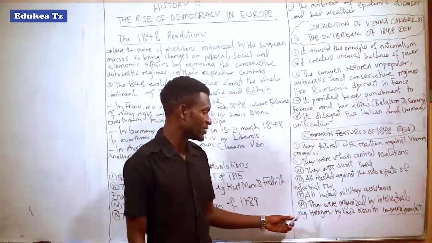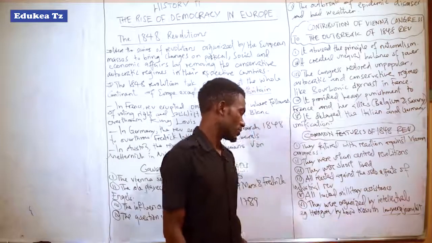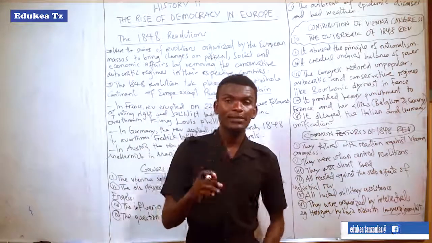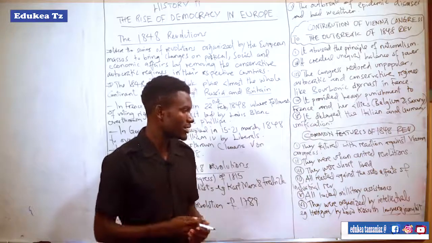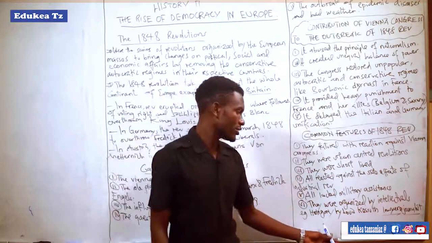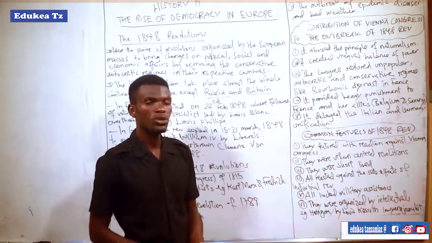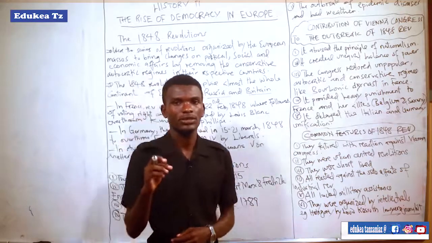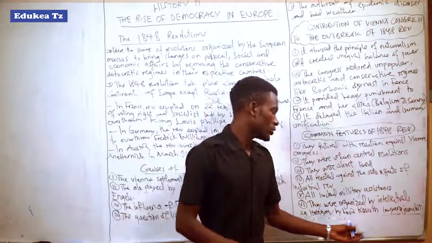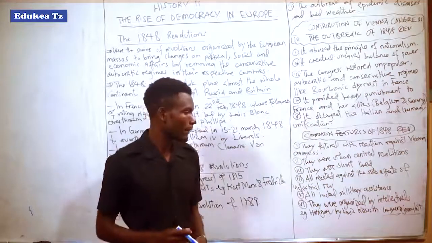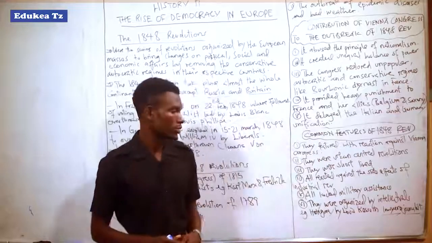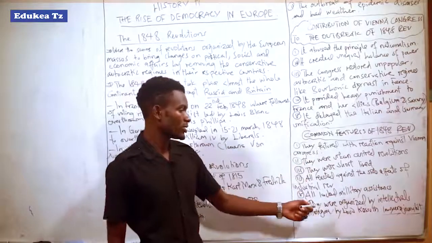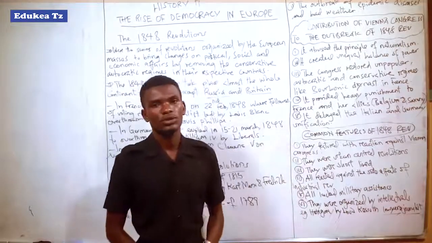The last feature was that they were organized by intellectuals. It means that the 1848 revolutions were largely organized and carried out by intellectuals. For example, in Hungary by Louis Kossuth, who was a lawyer, journalist, and poet. So you can see how these 1848 revolutions were organized by intellectuals.